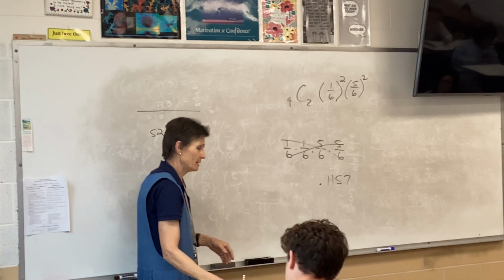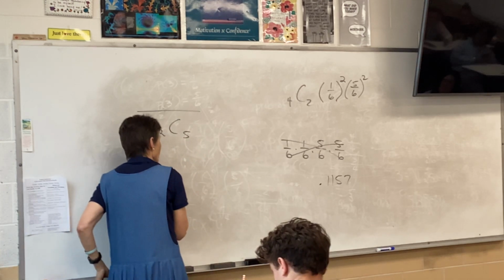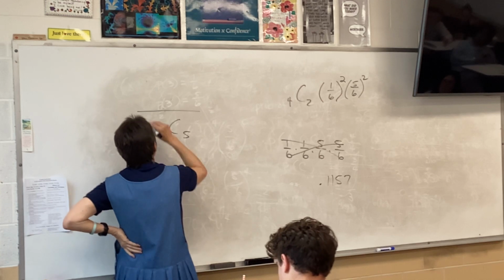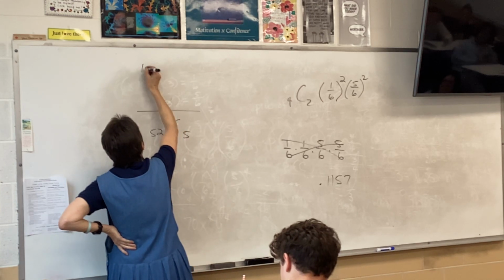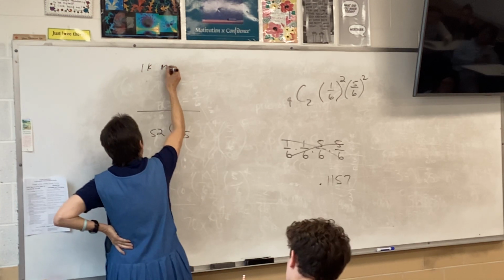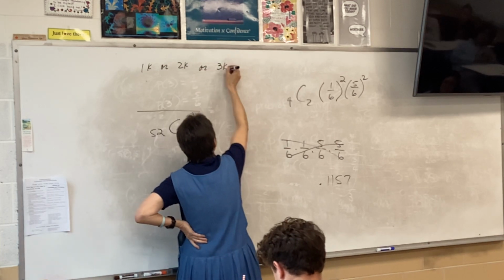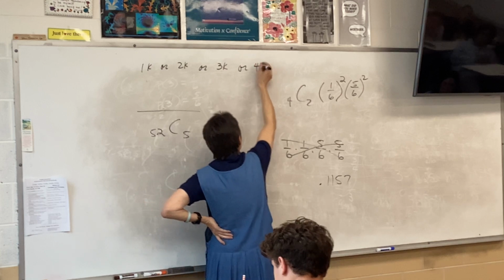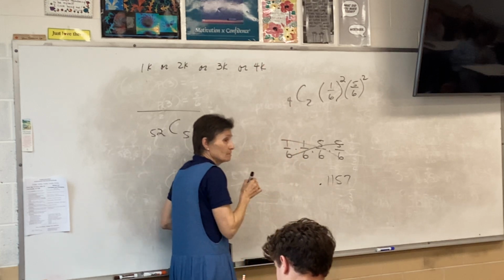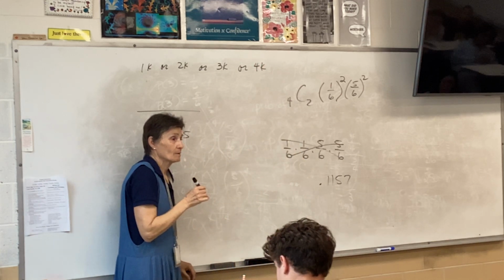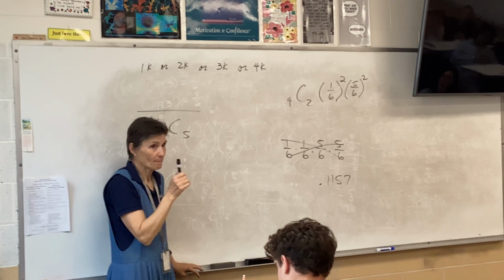Okay, stop a minute. This is a 5-card hand. What does at least one king mean? One king, or 2 kings, or 3 kings, or 4 kings? I can do it this way.